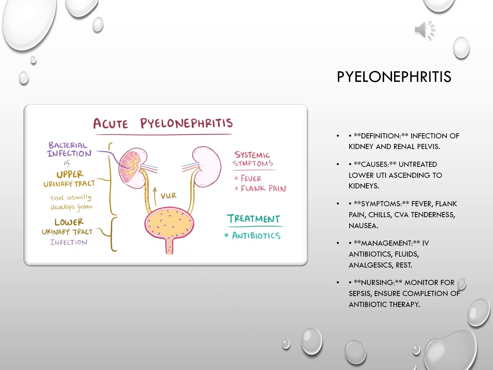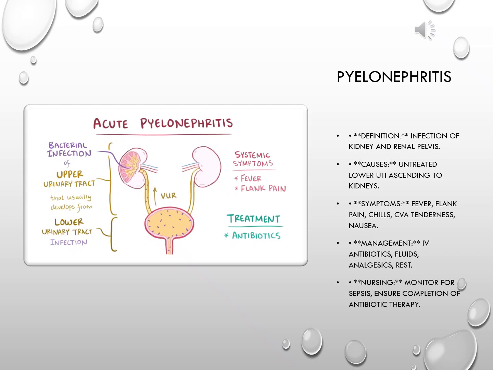Our management is going to be IV fluids, so flushing that bacterial infection out of those kidneys down through the urinary tract and out of the body. Give them antibiotics that are sensitive to the bacteria that's present. So making sure we get a culture and sensitivity prior to starting those antibiotics. And then making sure that we give pain medication and lots of rest.